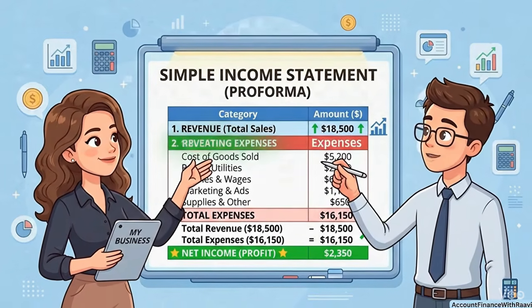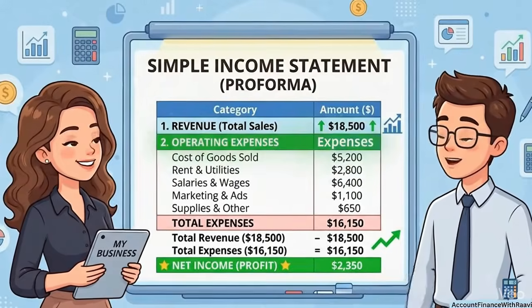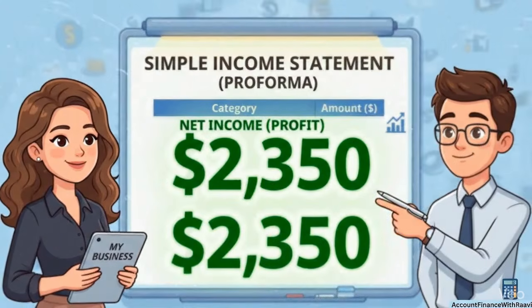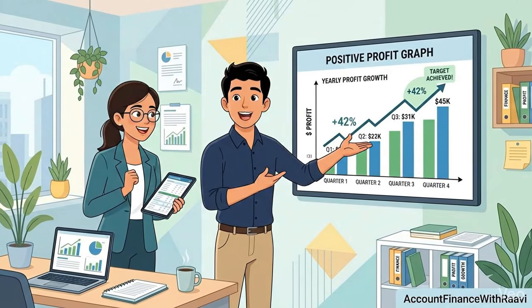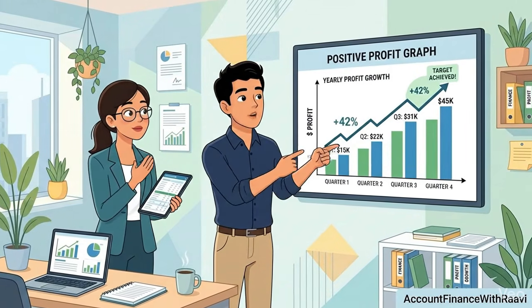The income statement shows profit or loss by comparing revenue and expenses. If revenue is higher than expenses, the business earns a profit.